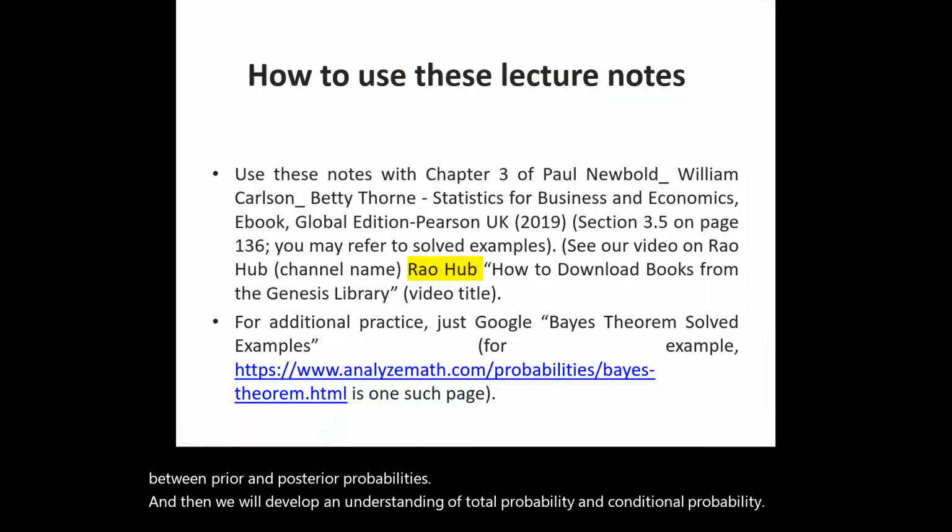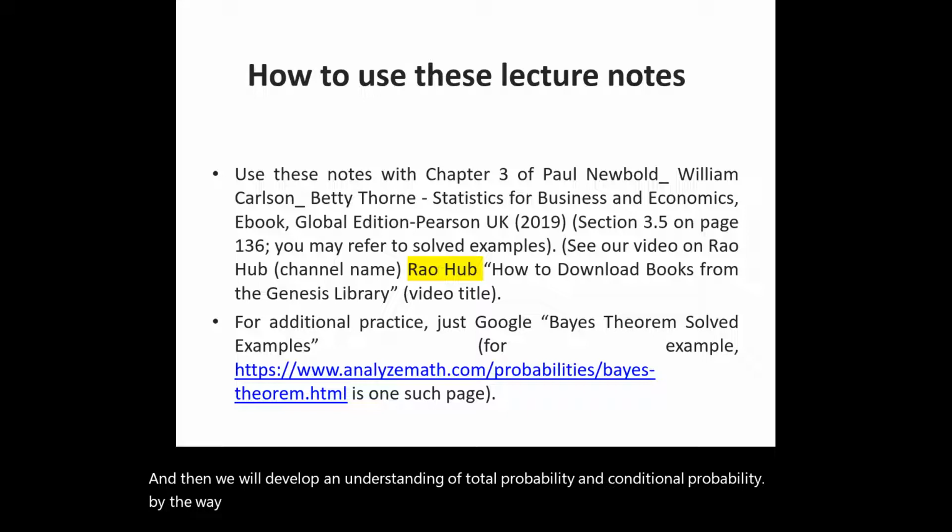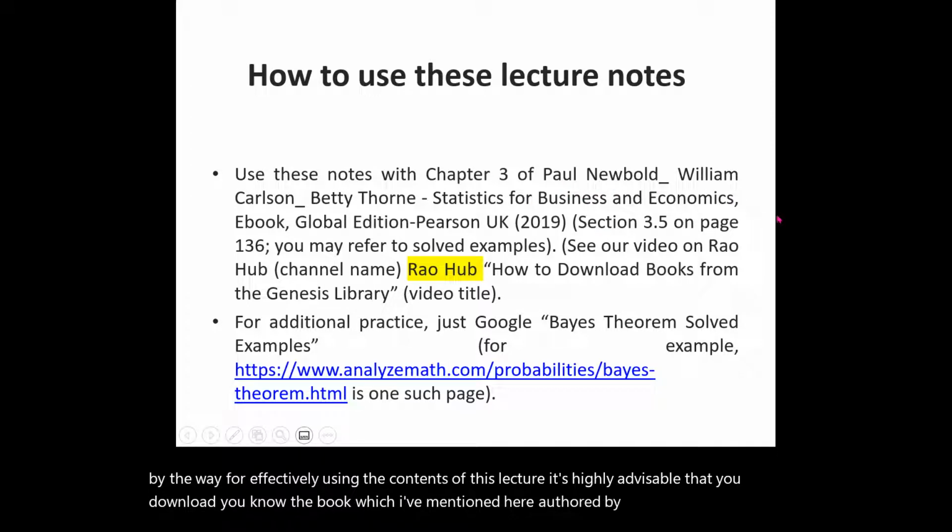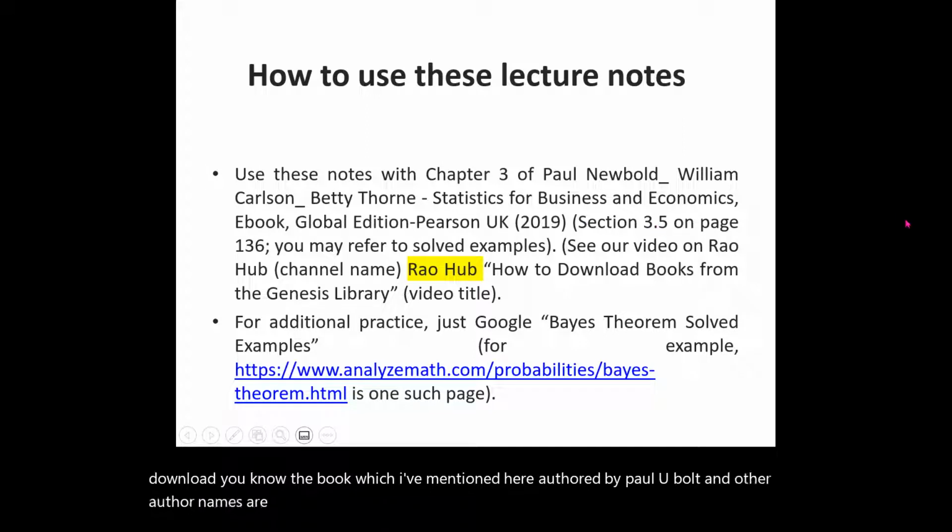By the way, for effectively using the contents of this lecture, it's highly advisable that you download the book which I have mentioned here, authored by Paul Newbold, and the other author names are also mentioned here. The title is Statistics for Business and Economics, and you can easily download this book from the Genesis library.